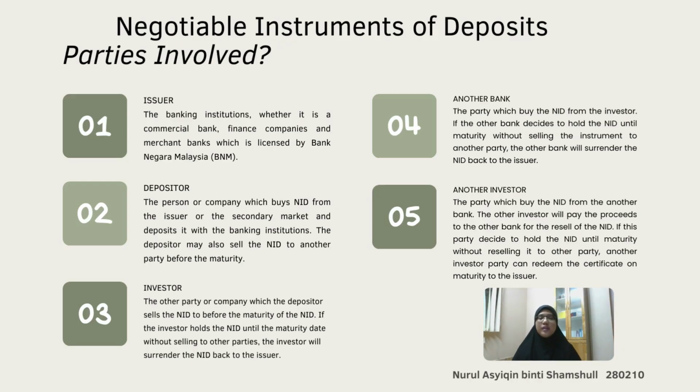Who are the parties involved? The main parties involved in NID are the issuer, depositor, investor, another bank, and another investor. In Malaysia, the issuers of NID are mostly banking institutions, whether a commercial bank, finance company, or merchant bank, which is licensed by Bank Negara Malaysia.